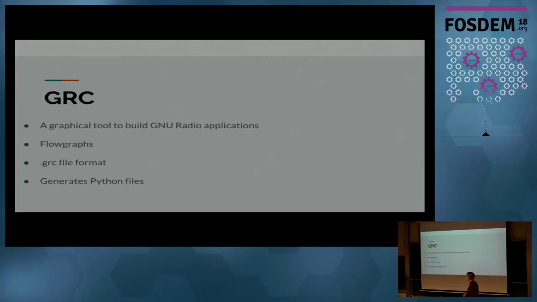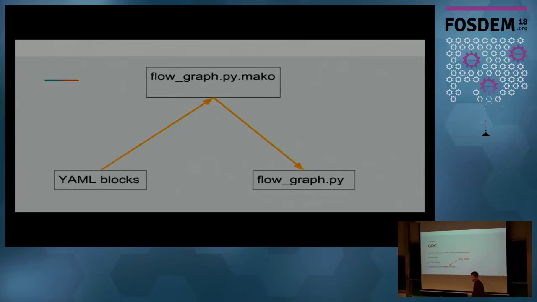So GRC is a graphical tool to build applications with GNU Radio for SDR or DSP. You create flow graphs. It has been demonstrated in several of the presentations today. I suppose some of you have seen it. It uses the GRC file format, which is YAML, and currently it generates Python files until now, because my task was to make it generate C++ files as well. So I'm going to start by showing you how it works.